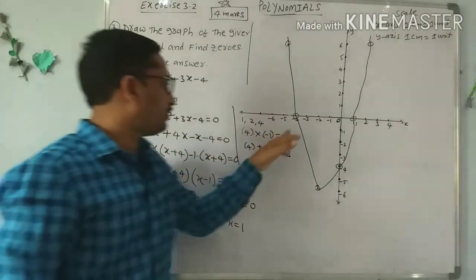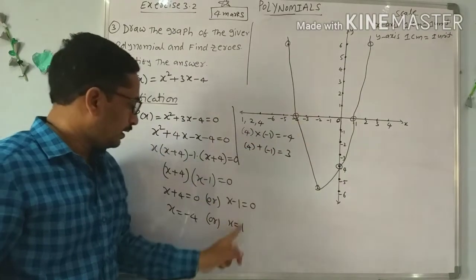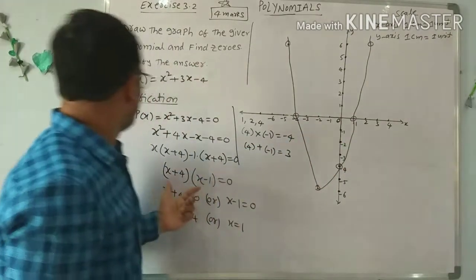And observe from the graph also, the graph cuts the x axis at minus 4 and at plus 1. Now this is the justification.